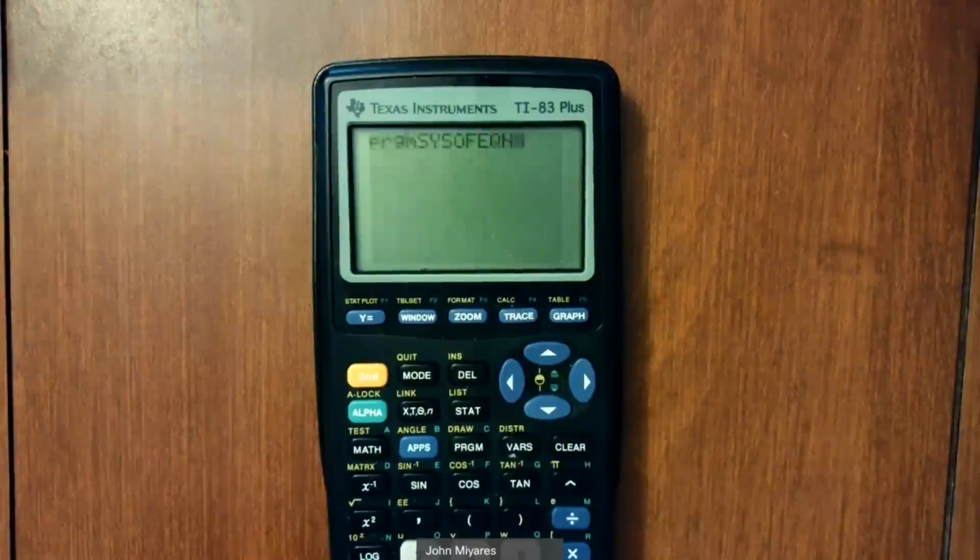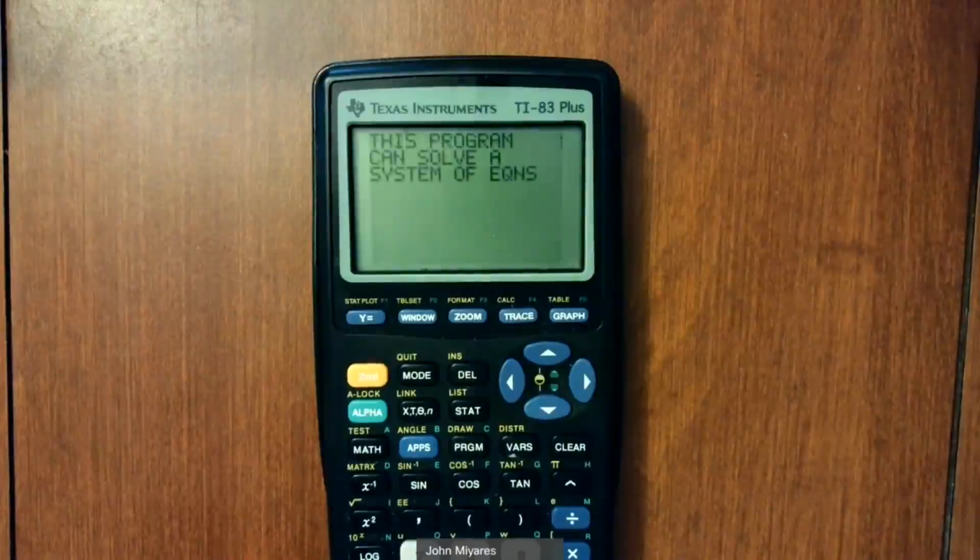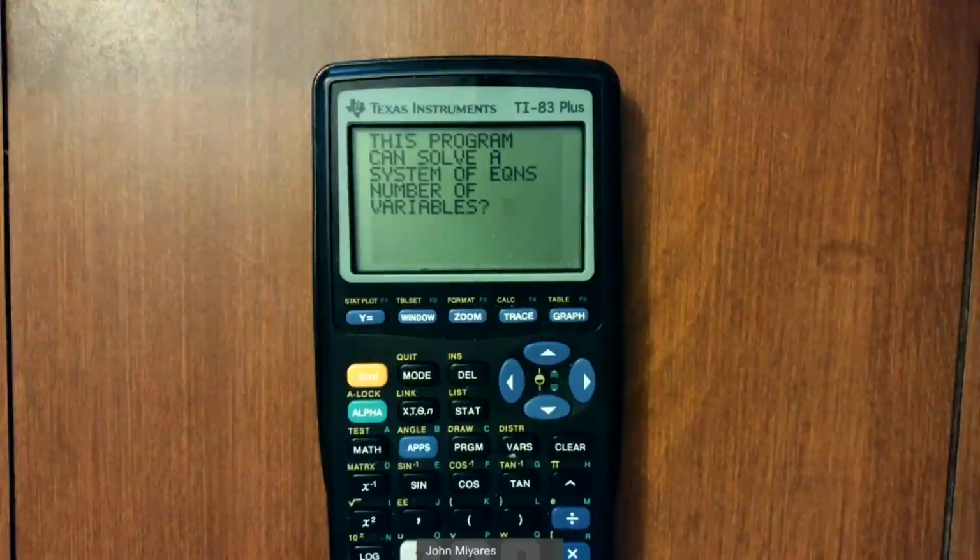When I hit enter, and then I hit enter to start the program, it tells me nicely what the program does. This program can be used to solve a system of equations. I'll hit enter. It's going to ask me how many variables we have. Let's say we were doing the example with Len and Will and their fudge shop. This one had 3 equations and 3 unknowns, so I'm going to say the number of variables is 3.